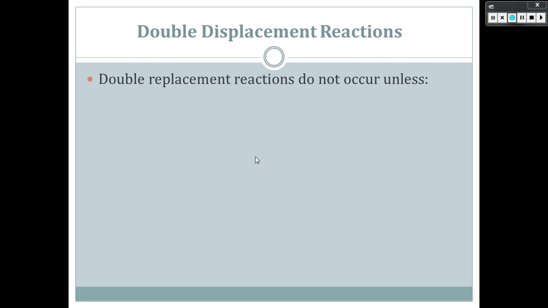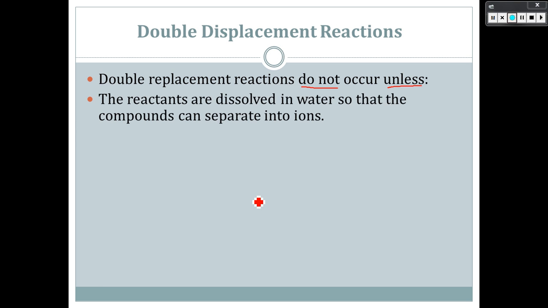So double displacement reactions do not occur. So we're looking at when, in general, they do not occur unless, so these are the conditions under which they do occur. The reactants are dissolved in water so that the compounds can separate into ions. So remember, the whole reason that ionic compounds conduct electricity in water is because their ions separate and they're kind of flowing around. If that doesn't happen, you're not going to get a double displacement reaction.